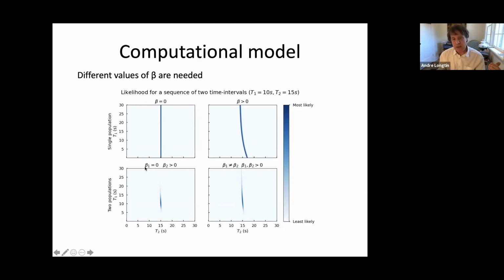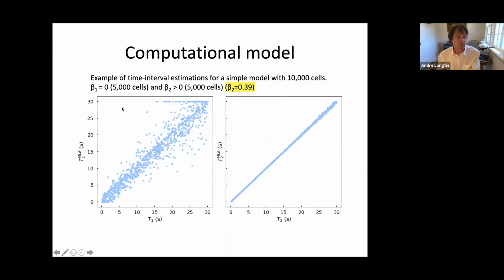However, if you now ascribe one population to be memoryless and another population to have memory, then you start getting these little bands. So now there's a maximum of the likelihood. We blow it up here. So if you have 2 populations, one without memory, one with memory, then you have a likelihood that's peaked around here. And this is a specific point now that says T2 equals this, T1 equals that.